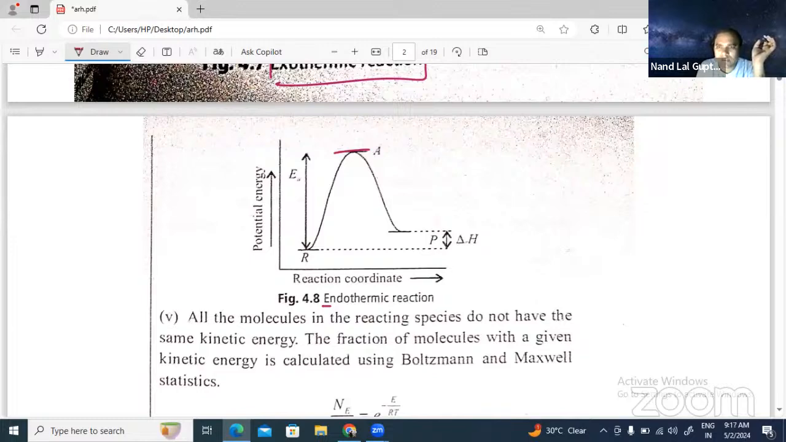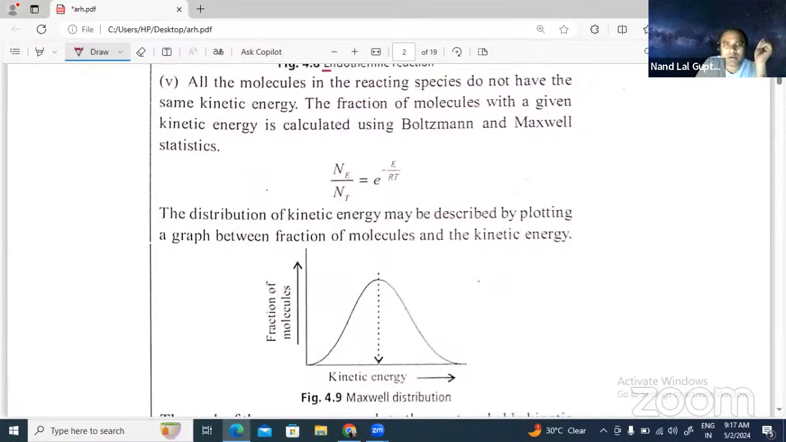Here you see, so now the next point. This is also an important one. Fifth point. This point asks.